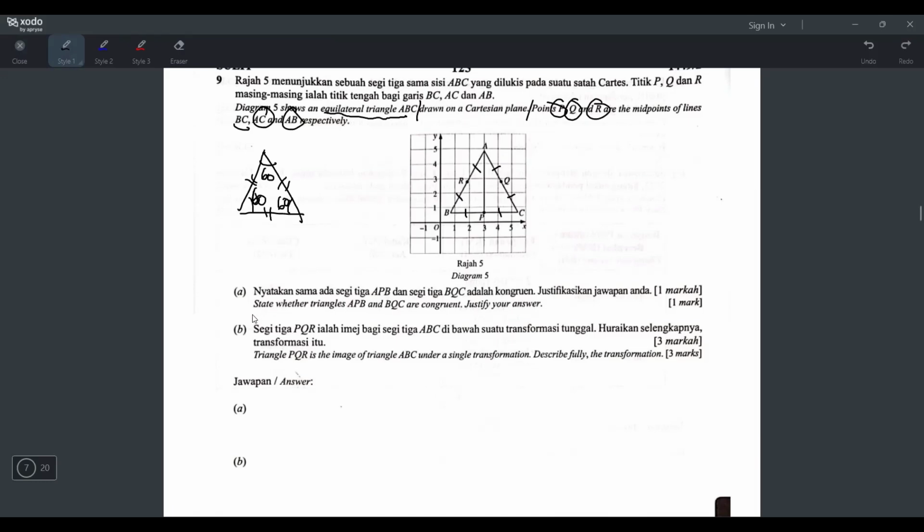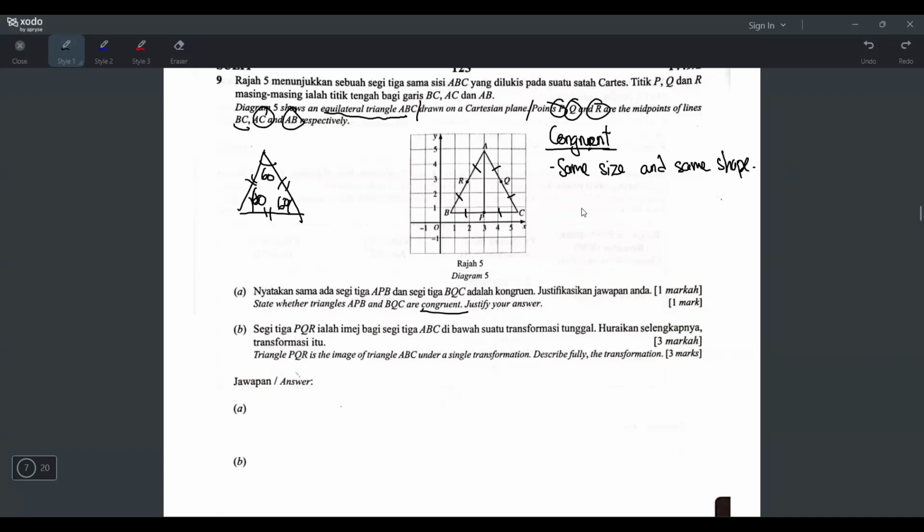Okay, now A says state whether triangles APB and BQC are congruent. Justify your answer. Okay, first I need to explain to you what is congruent. If you don't know the meaning, you can't do this question, right? So what is congruent? Congruent means, to make it easy to understand, same size and same shape. Okay. So usually kalau dia bagi triangle ataupun quadrilateral ataupun any shape lah. Macam mana kita nak tahu dia same size and same shape?